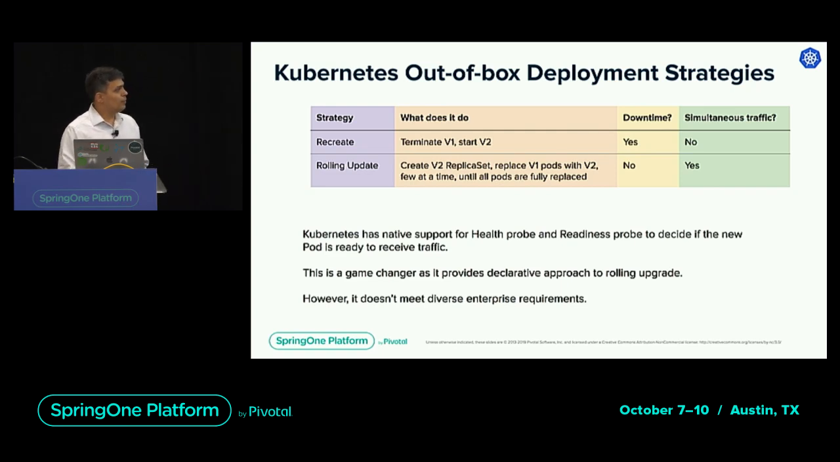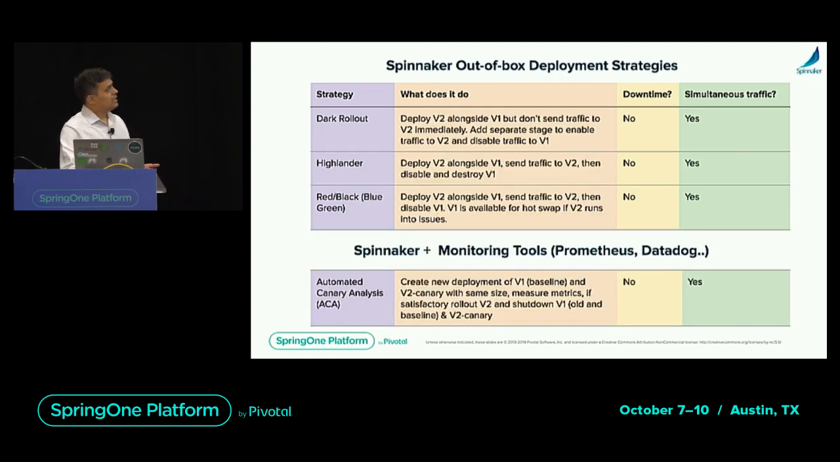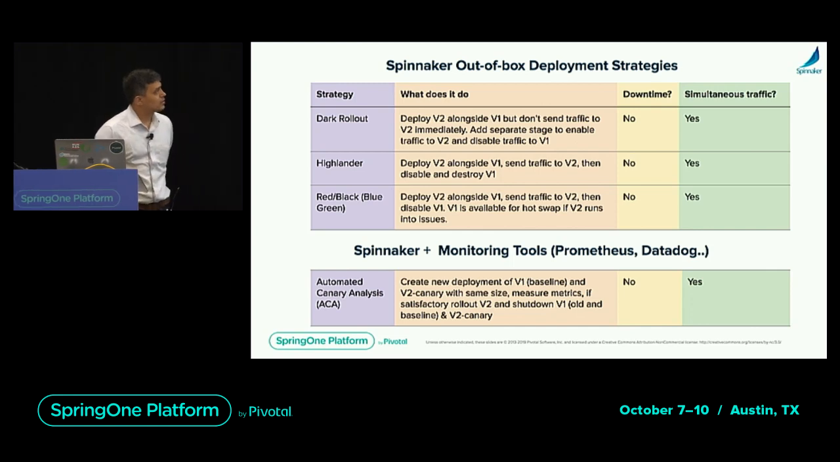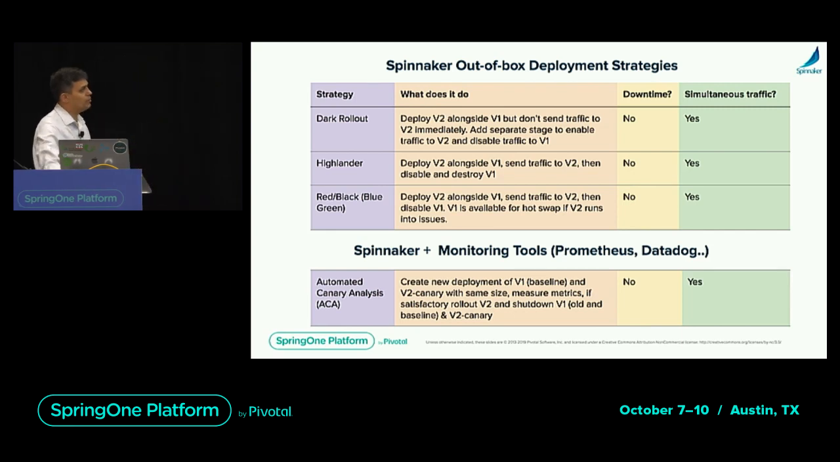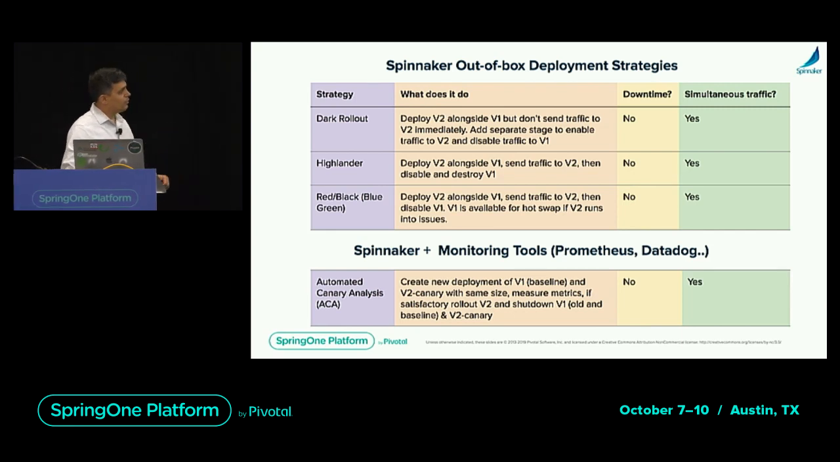An important thing to remember here is that there are diverse enterprise requirements, and for that purpose you need even more custom deployment strategies. So let us take a look at what Spinnaker provides out of the box. Spinnaker provides three deployment strategies out of the box: dark rollout, Highlander, and red-black, which is also referred to as blue-green deployment. In blue-green deployment here, it takes simultaneous traffic, but there are other strategies in which the switch happens, so there is no simultaneous traffic across blue and green.